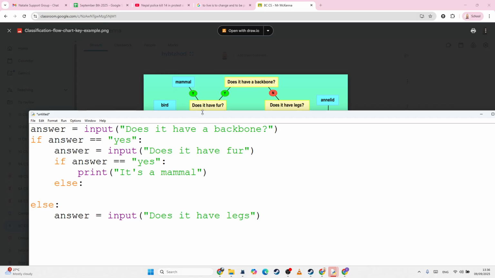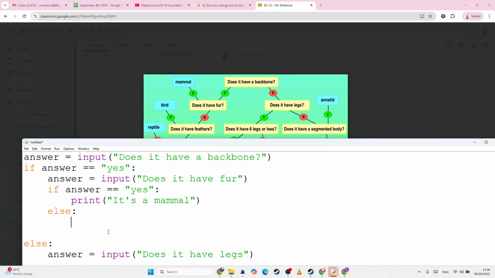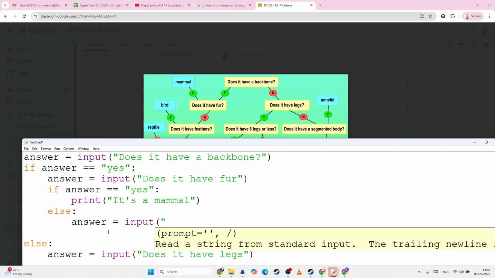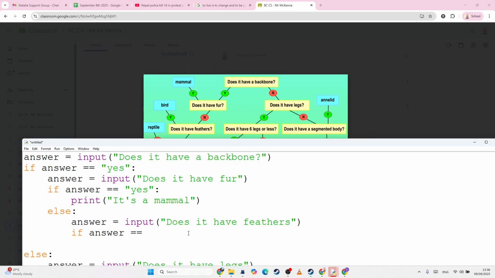Else, well, what's the next one down? So else is our no in this case. Does it have feathers? And again, notice the space from the side. Does it have feathers? Okay. And again, if answer equals yes, we're going to print it's a bird.